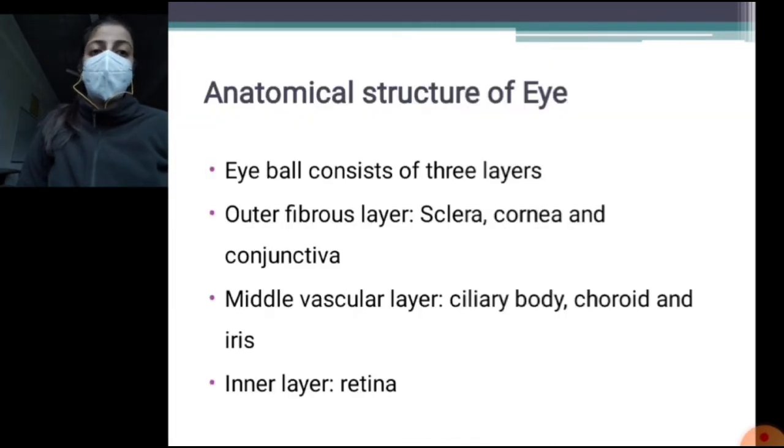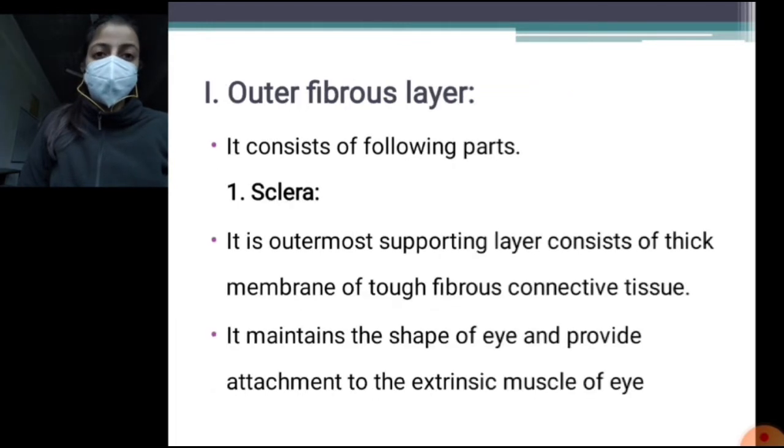If we talk about the anatomical structure of the eye, our eyeball mainly consists of three layers: the outer fibrous layer, the middle vascular layer, and the inner layer. In the outer fibrous layer we have the sclera, cornea, and conjunctiva. In the middle vascular layer we have the ciliary body, choroid, and iris, and the inner layer consists of the retina.